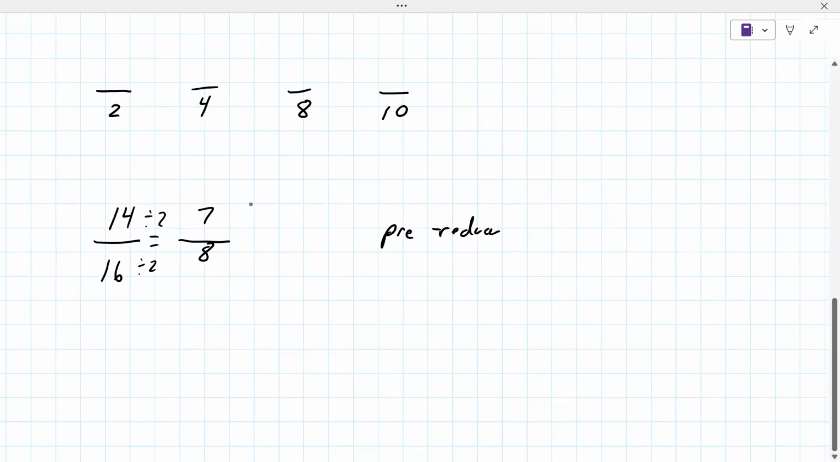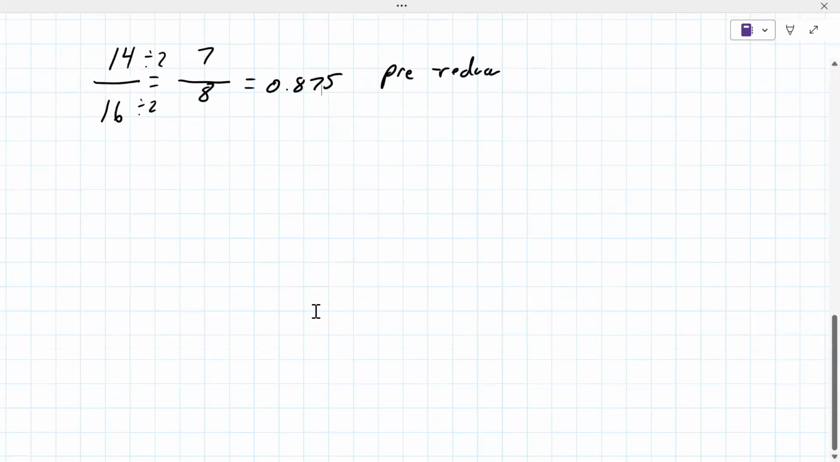So now could you figure out what that is as a decimal? Would it be 0.875? Very good.